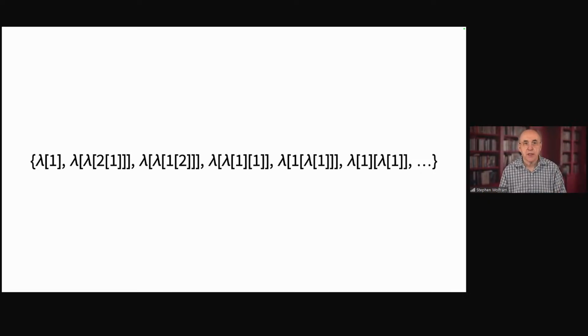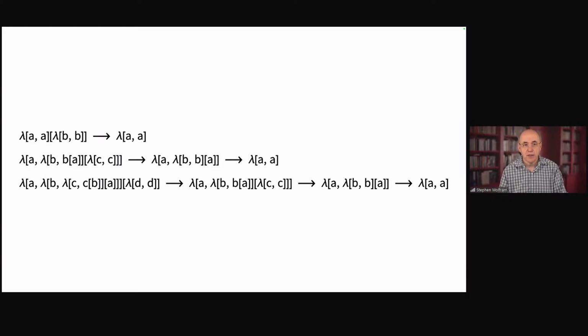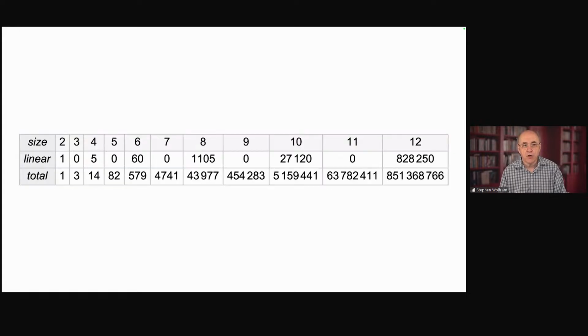So since linear lambdas always have one variable for each lambda, their size is always an even number. This is the number of linear lambdas compared to the total number of lambdas as a function of the size of the lambdas. Asymptotically, the number of linear lambdas of size 2m grows like 3 times 6 to the m factorial.